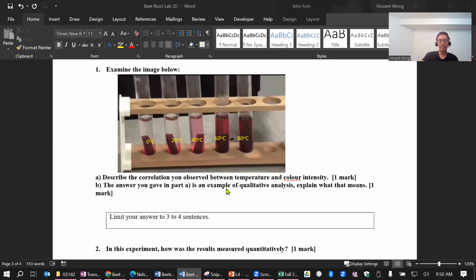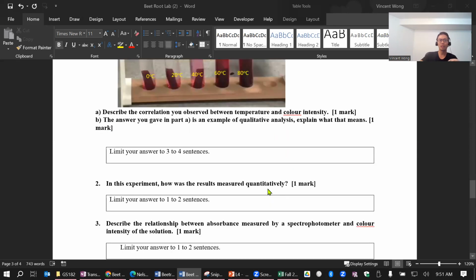The answer you gave in part A is an example of qualitative analysis. Explain what this means. Again, you will not believe it, but a lot of students just Google qualitative analysis and paste the answer into the box. That's not what I'm asking you to do. We talked about qualitative analysis, right? We did some exercise on it, right? So just go back to lecture 1, refresh yourself on the definition of qualitative analysis, and then explain to me what it means. Okay, that's it. Don't look it up in Google. I will know if you look it up on Google, because it will sound weird, and there are strange words that are not supposed to be there.